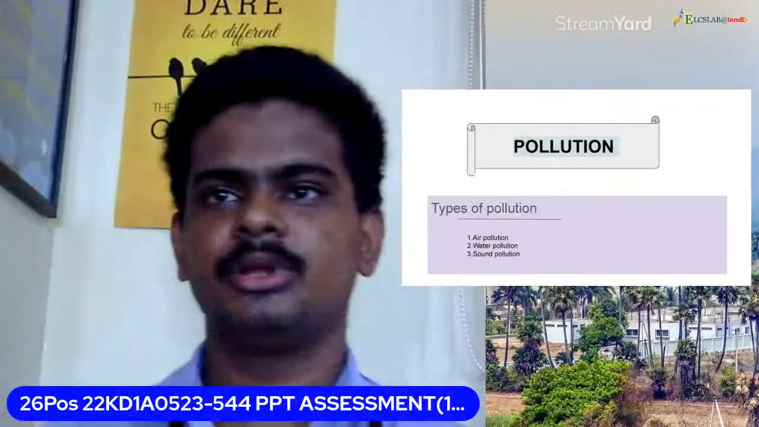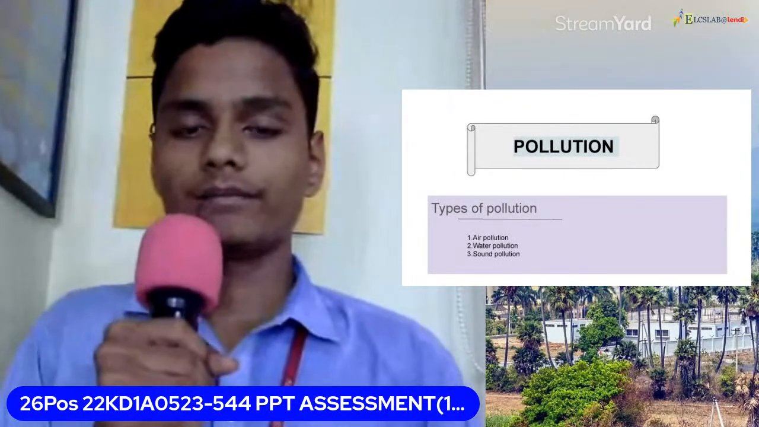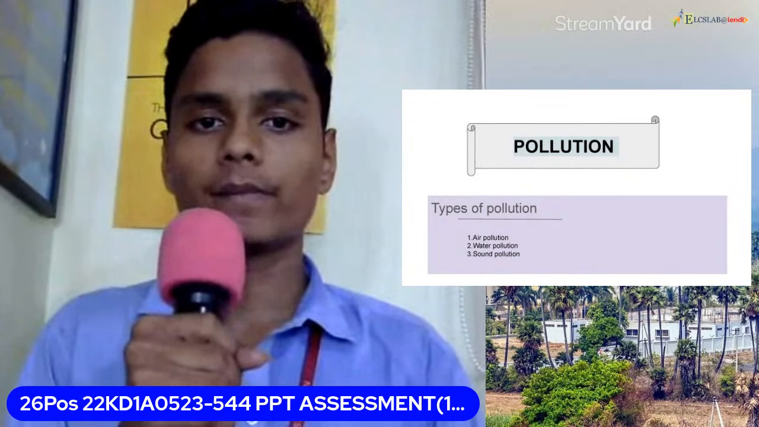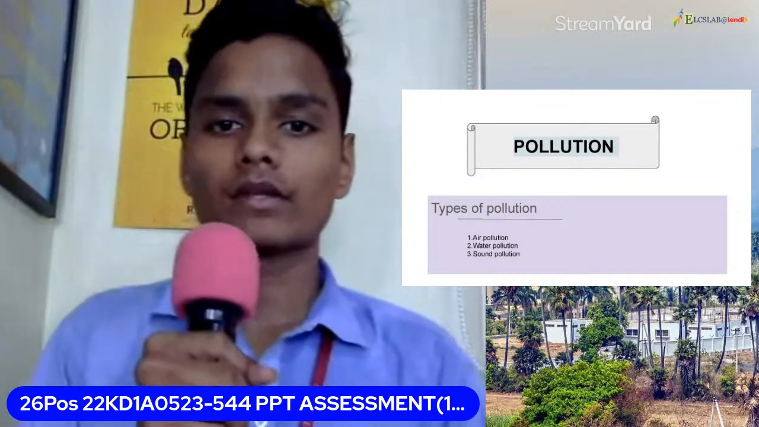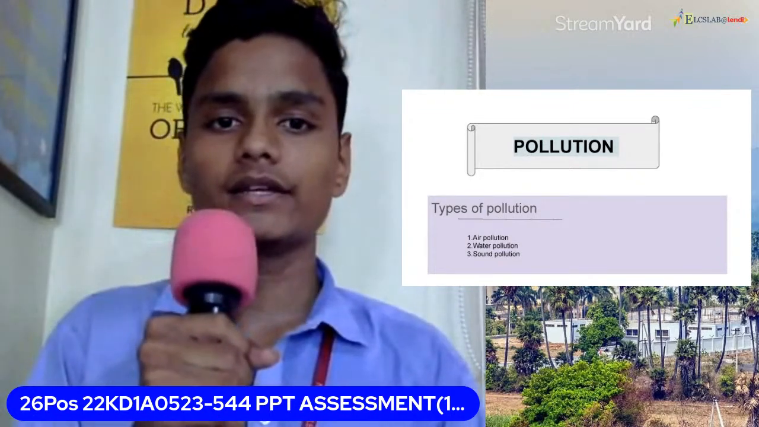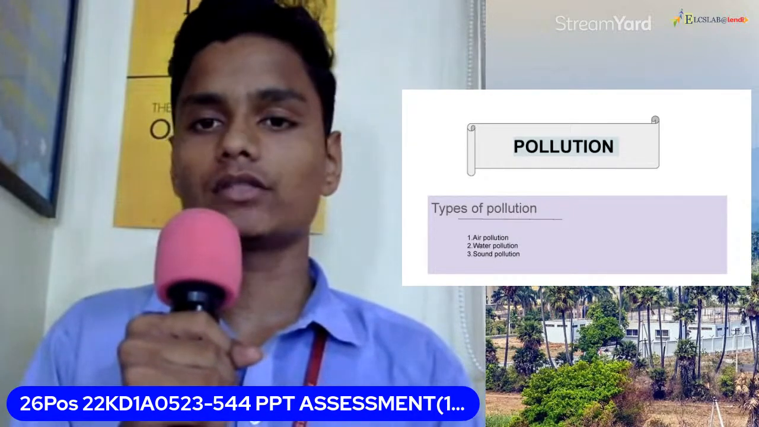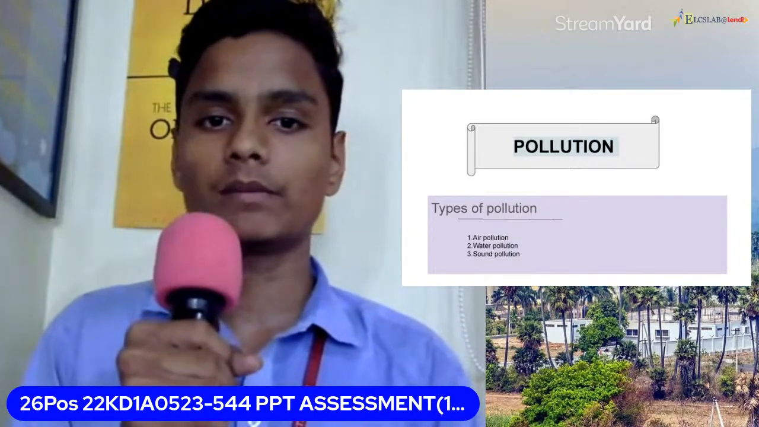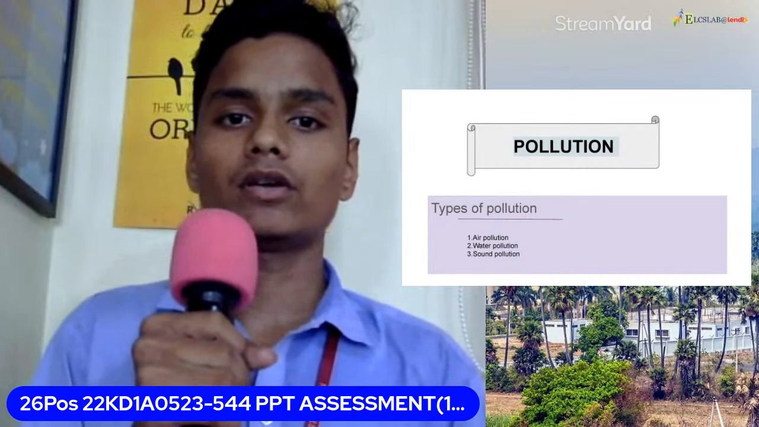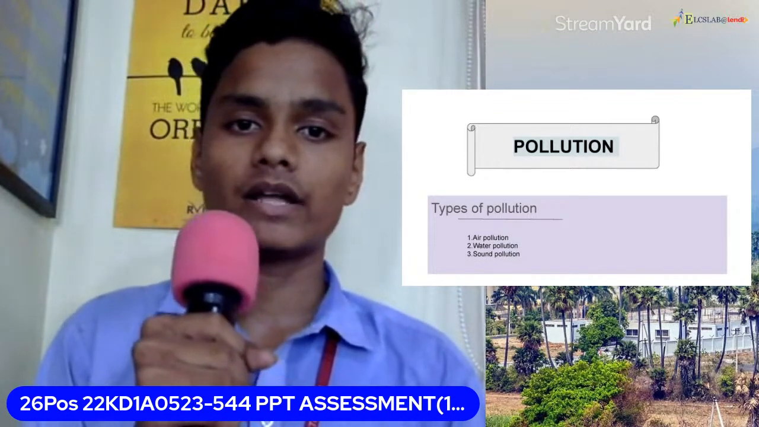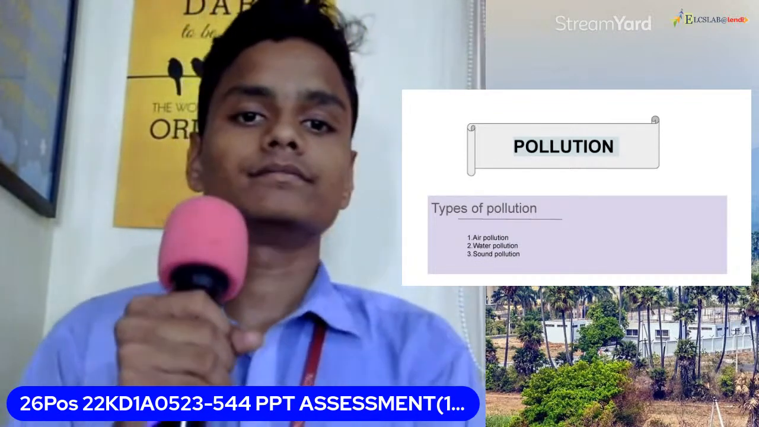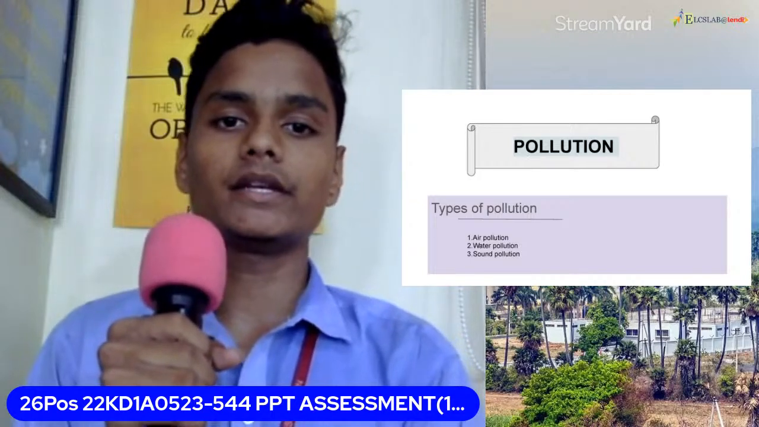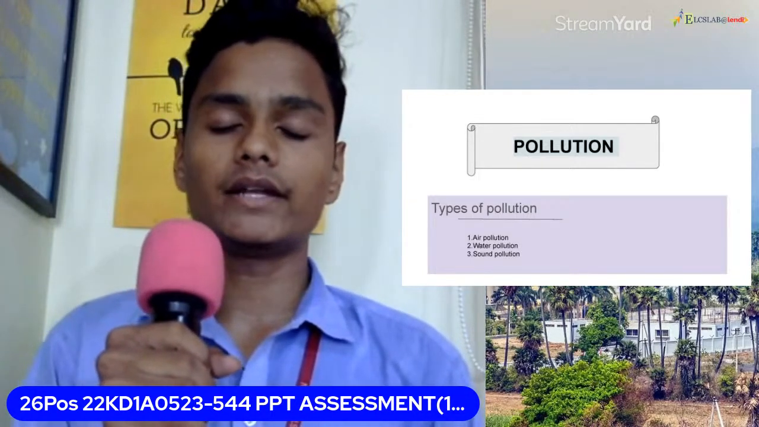Hello everyone, my name is Bhargav Kumar. My topic is pollution. We already know about the Bhopal gas tragedy. Due to the release of methyl isocyanate gas, more than 4,000 people were affected and 15,000 people died. The incident took place on December 3rd, 1984.